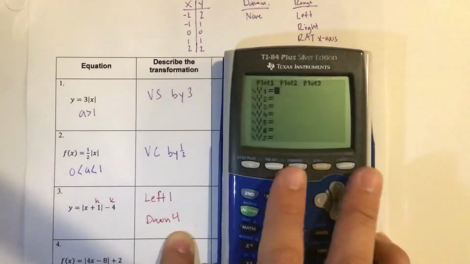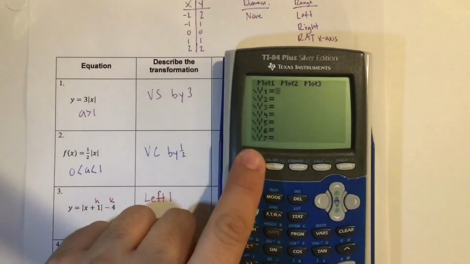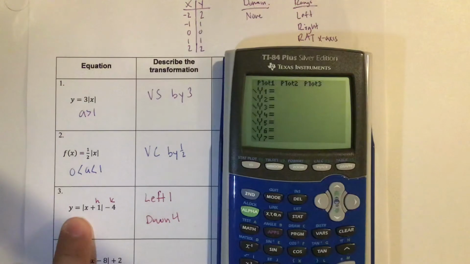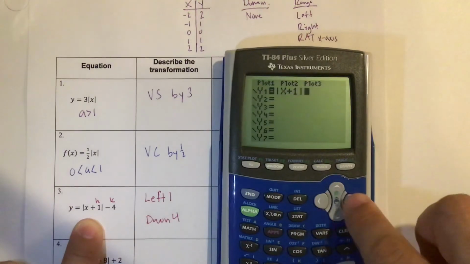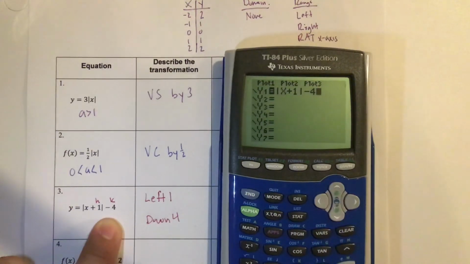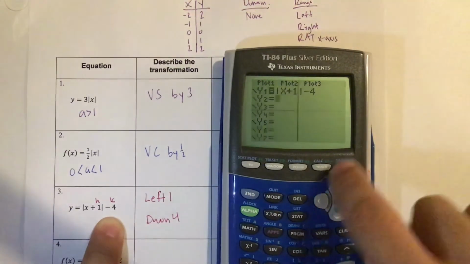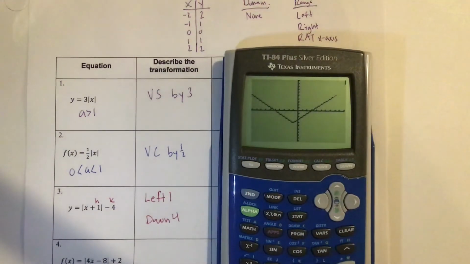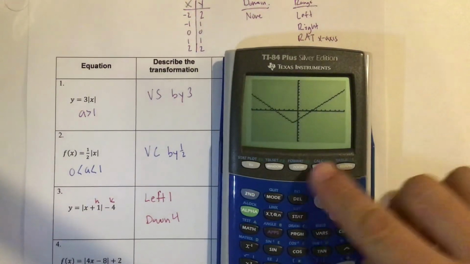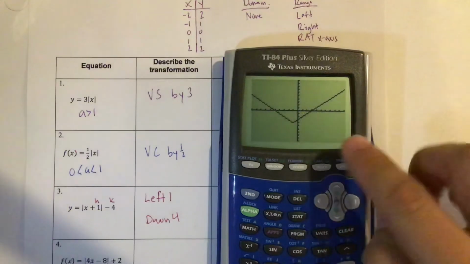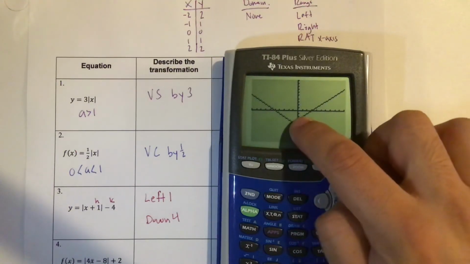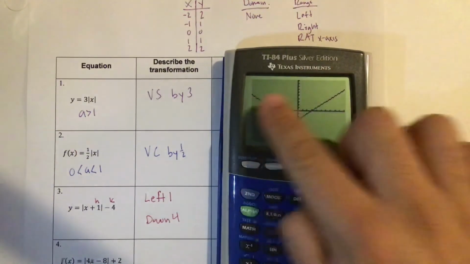So here is my y. So I pressed y equals already. I cleared it out. My equation is the absolute value of inside x plus 1, arrow out, -4. Enter. We're going to press graph to see what it looks like. And there it is. We can see it's been translated down 4 and left, or left 1, down 4, whichever way. But we can now see it's from -4 to infinity for the range, and the domain is still all real numbers.